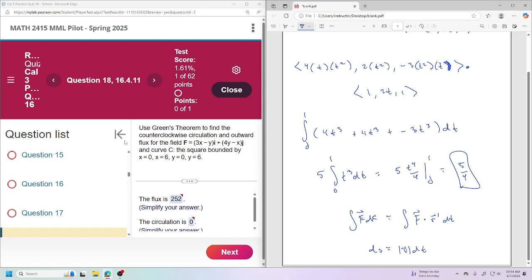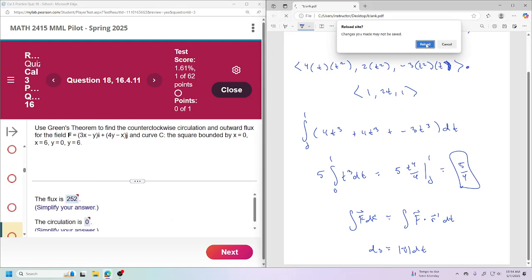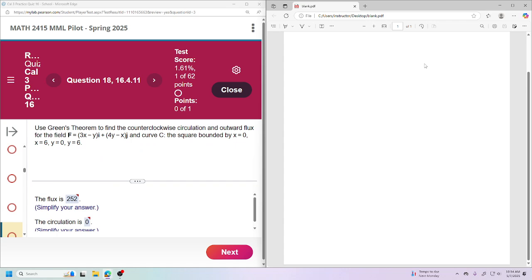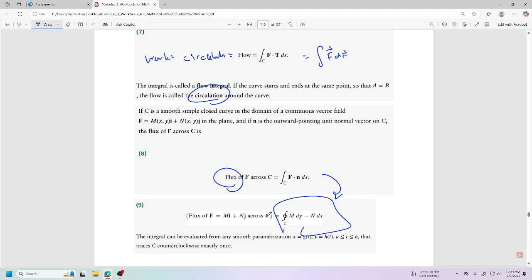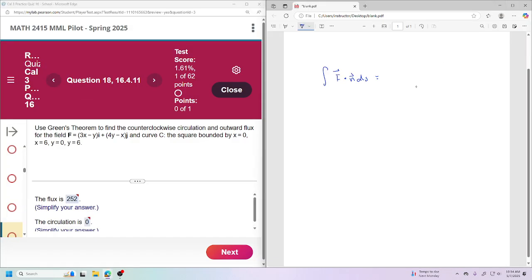Let's just verify. Am I wrong? I might be wrong. So they're saying this guy here is what they're wanting. I think there's a quicker version back on the formulas. I could just do this M dy, so M_y minus N_x, I believe. I don't know if it's dt or not, whatever.